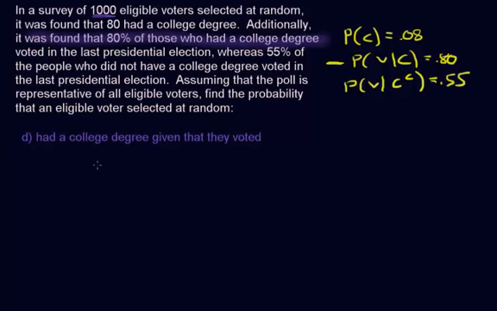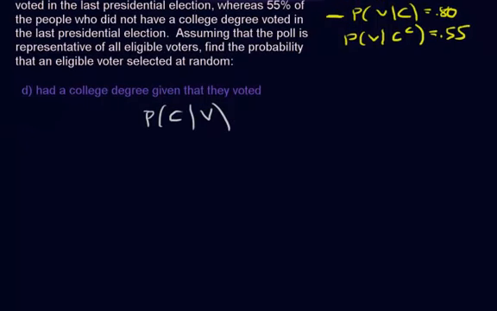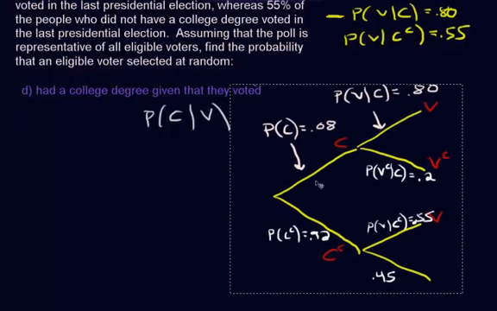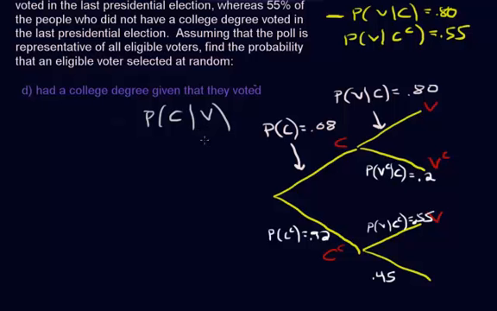Last question. Had a college degree. What is the probability that they had a college degree given that they voted? Well, that kind of sounds familiar. We had the probability that they voted given they had a college degree. Well, that's not exactly what we're trying to find. What I want is the probability that they had a college degree given that they voted. If you take a look at the tree diagram, where's that at? The probability that you had a college degree, that's these people. Given that they voted, well, that's weird. It wants us to go backwards.